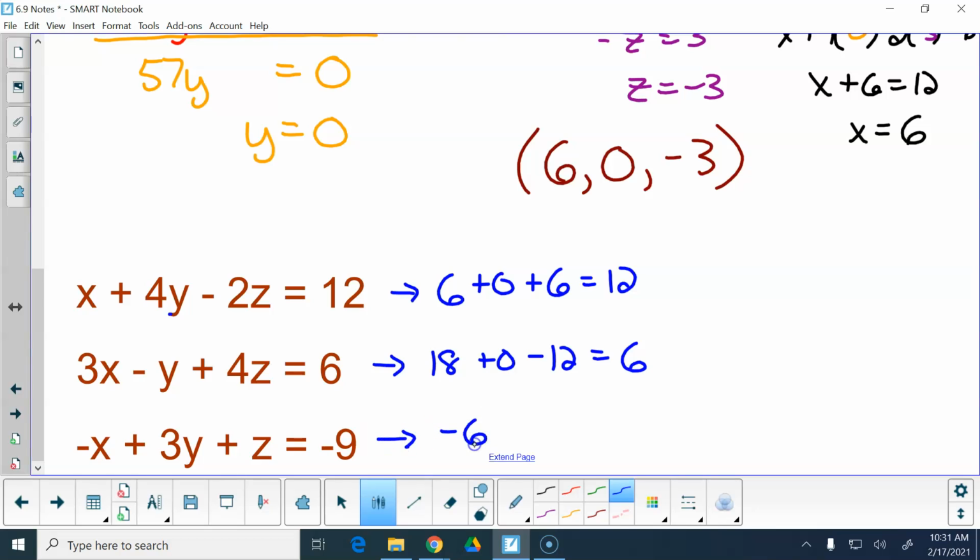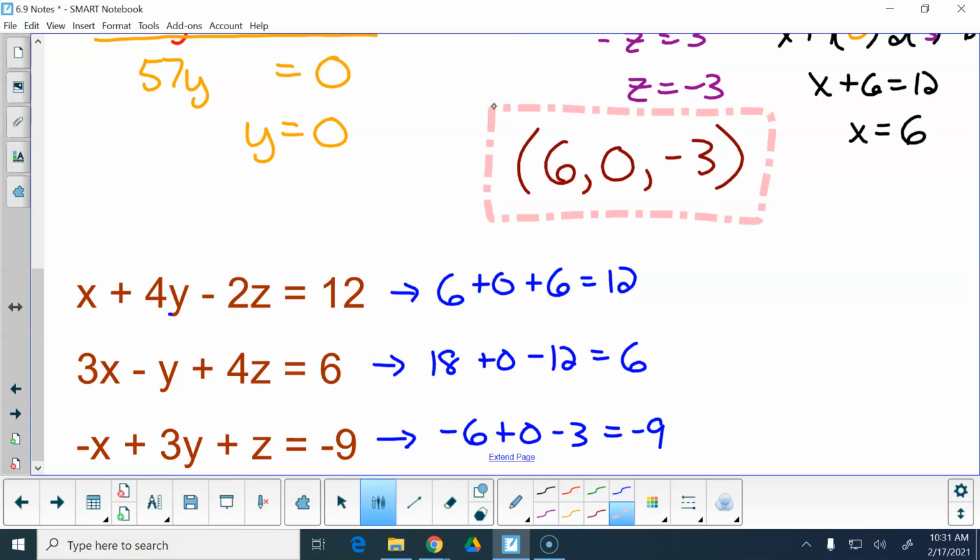Negative of 6 is negative 6. 3 times 0 is 0. Minus 3. That's going to be negative 9. Checks out. Bam. Okay.